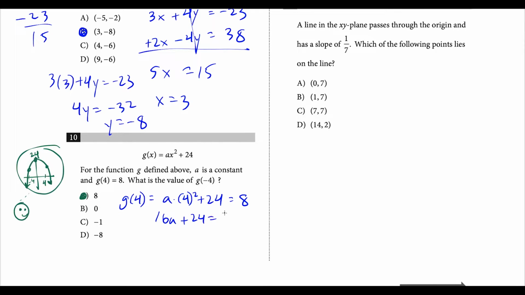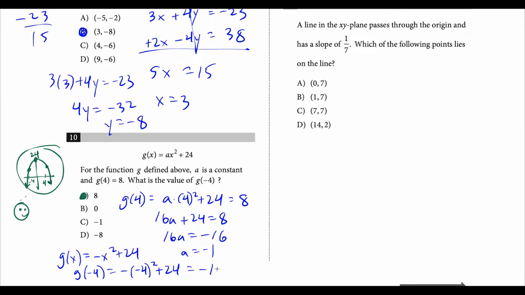So we have this here, and subtracting 24 on both sides gives us 16a equals -16, and that means a is equal to -1. And if we plug back in, g of x equals -1x squared plus 24, and then g of -4 would be equal to -4 squared plus 24, and this would give us -16 plus 24, which is still equal to 8. So we could do it the long way, but just knowing stuff about even functions saves us a ton of time.